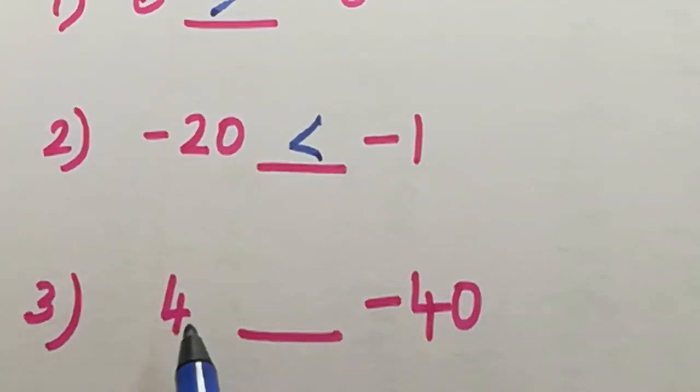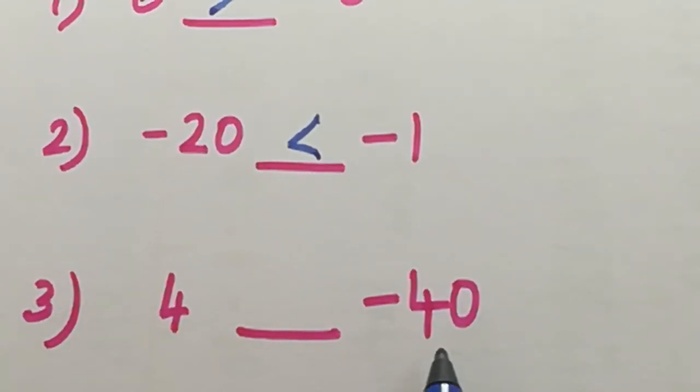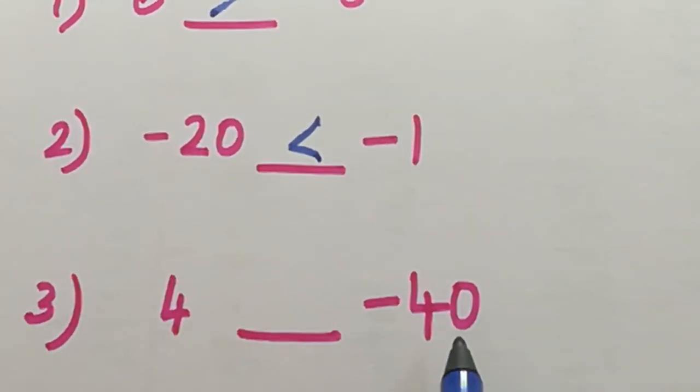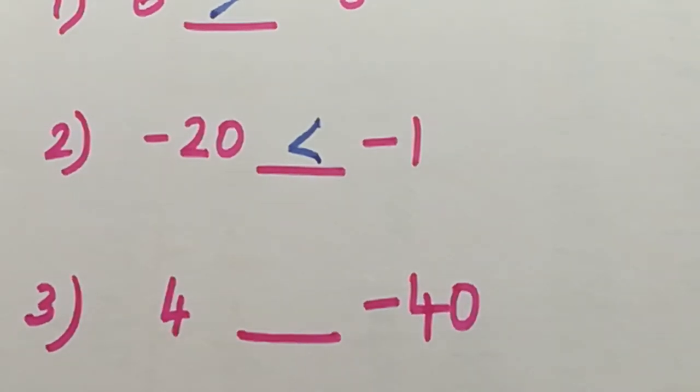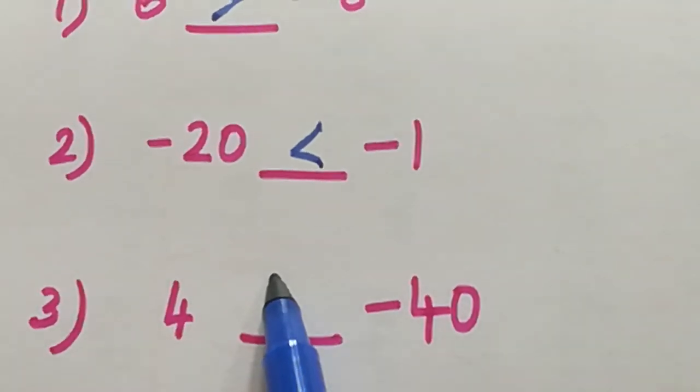When you compare 4 and minus 40, even though 40 is a bigger number, it's a negative number, isn't it? So when you compare a negative and a positive number, the positive number is always greater.